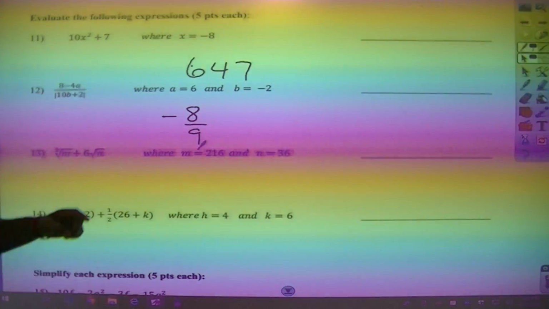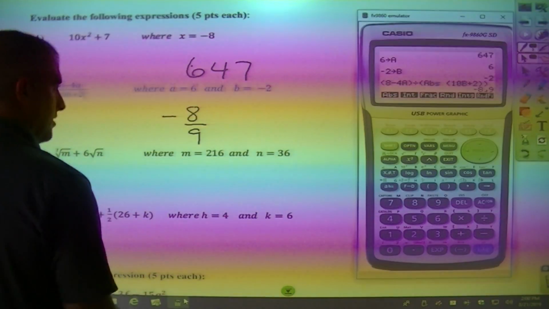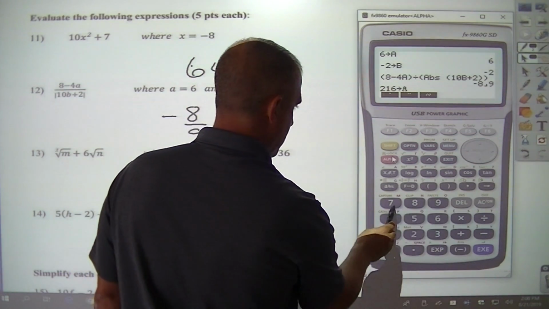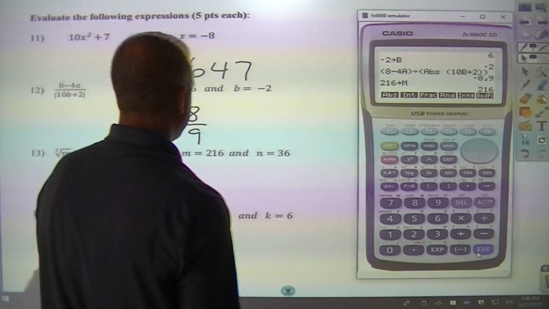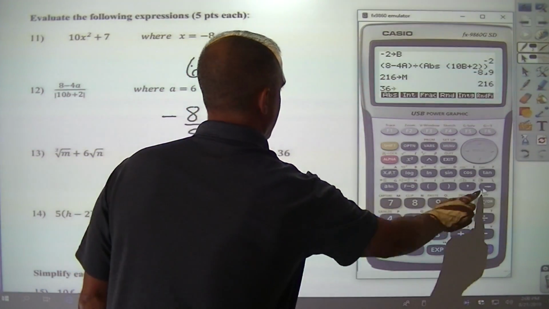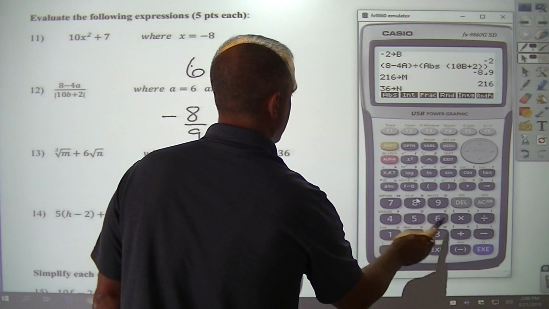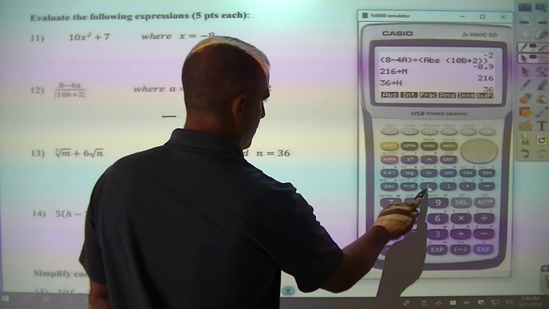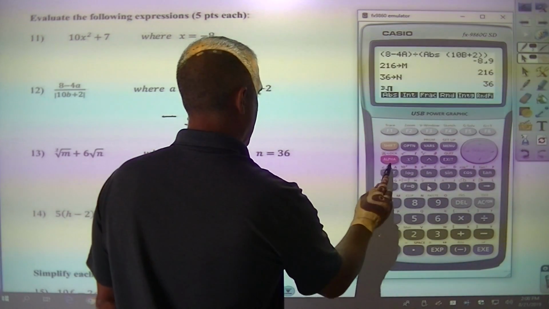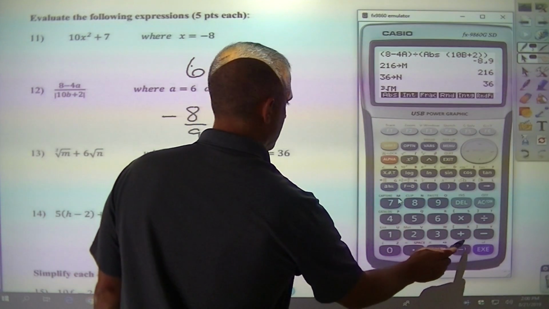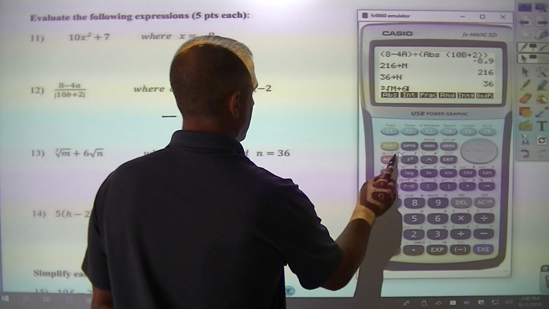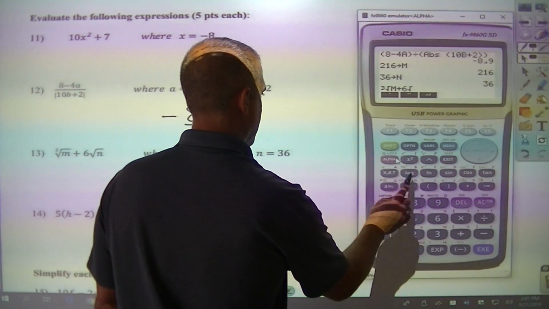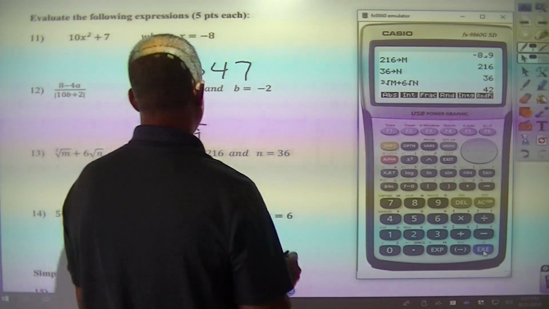We're going to store 216 and we're going to store 36. Arrow, alpha M would be here. Execute. 36, arrow, alpha N. Execute. Cube root's located right there, so I hit shift in that. Alpha M plus 6, shift, square root, alpha N. Answer is 42.